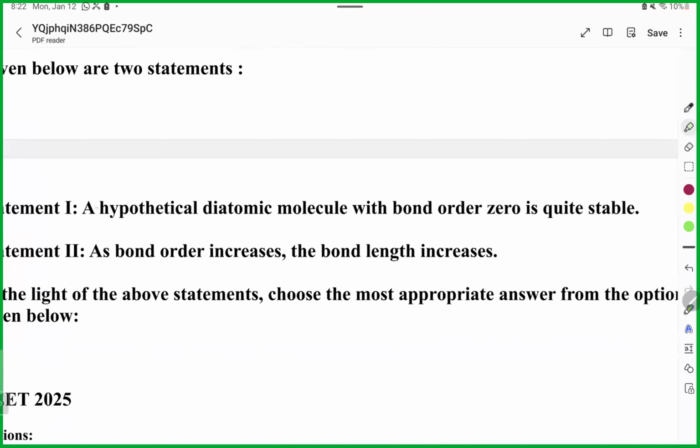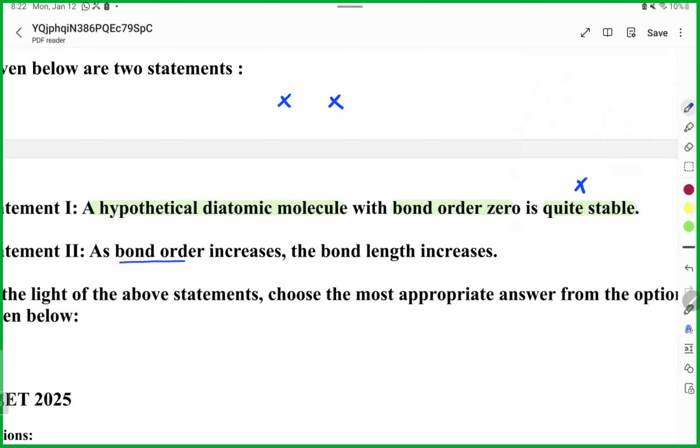See, if you take a hypothetical atomic molecule with bond order 0, is it quite stable? Anything with 0 bond order is stable? It means no bond exists between them. Will it exist? No, sir. Answer is no. If bond order is 0 it means no bond exists between them. They can't be stable together because there is no bond.